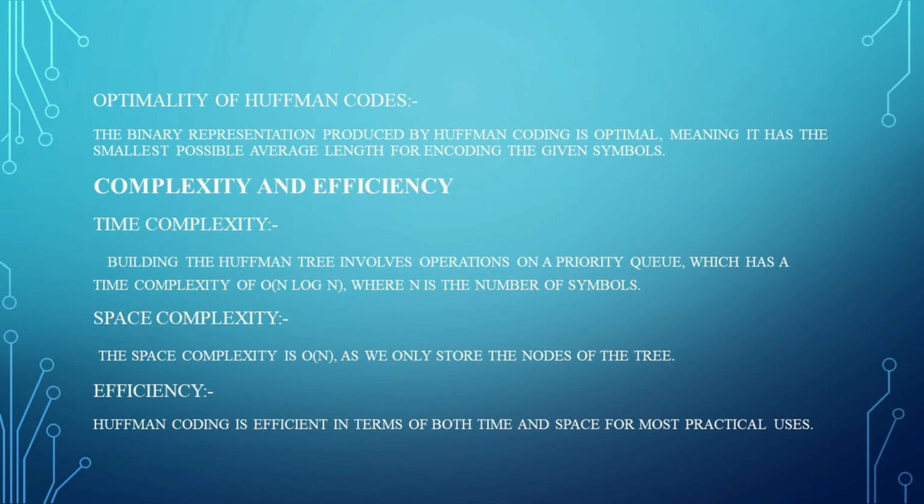Complexity and efficiency. Time complexity. Building the Huffman tree involves operations on a priority queue, which has a time complexity of O(n log n), where n is the number of symbols. Space complexity. The space complexity is O(n) as we only store the nodes of the tree. Efficiency. Huffman coding is efficient in terms of both time and space for most practical uses.